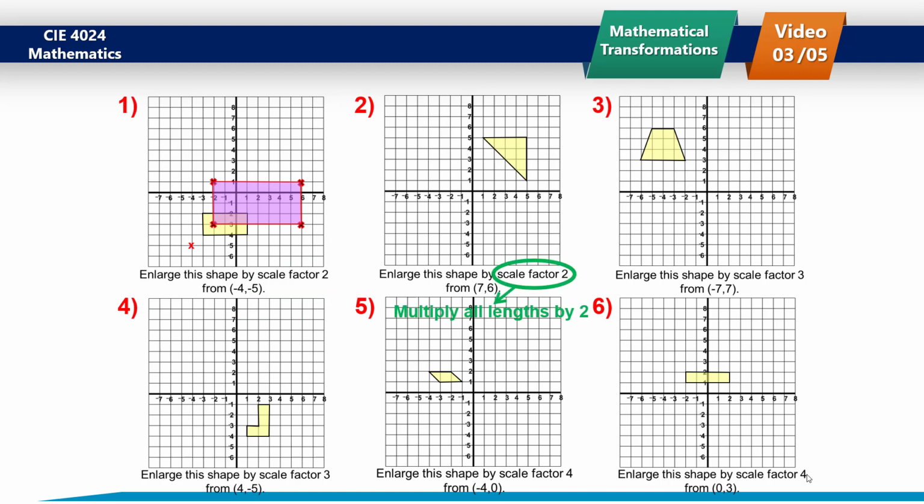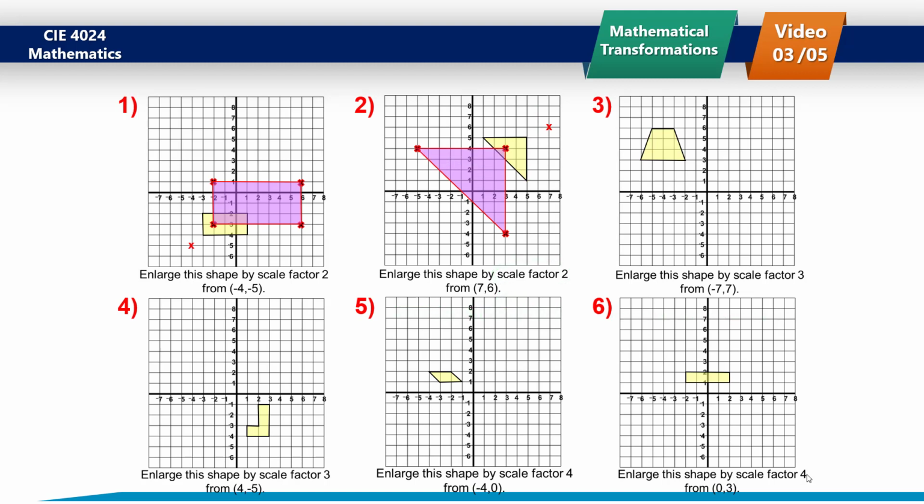Same with question number 2, enlarge this shape by scale factor 2, so that means these lengths should be doubled. So the center of enlargement is 7 and 6. We will see the distance of this first vertex, it's 2 units leftward and 1 unit downward. As the scale factor is 2, the scaled image should be 4 and 2 units left and down. Same with the second vertex and same with the third vertex.